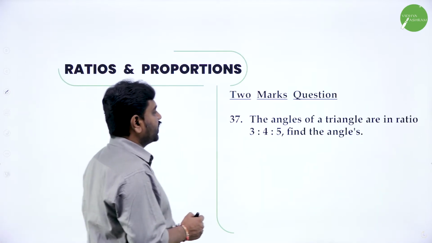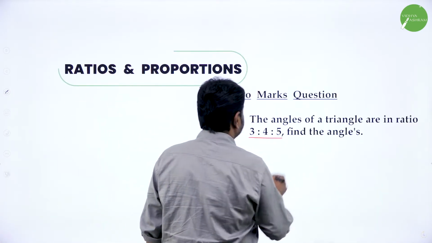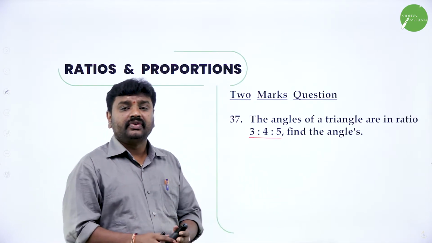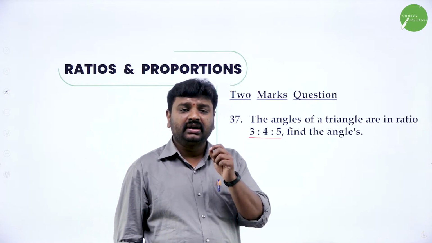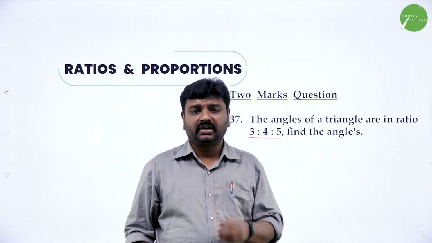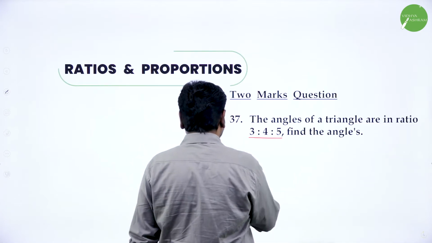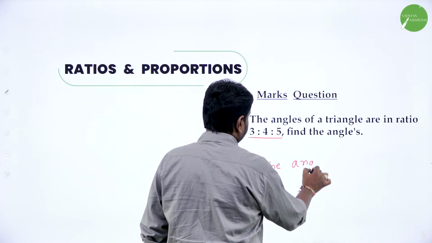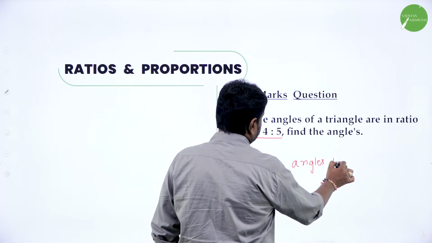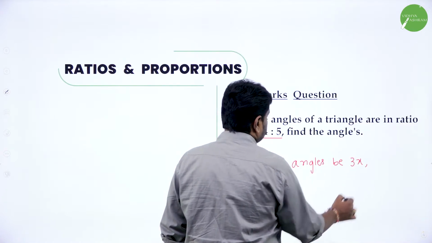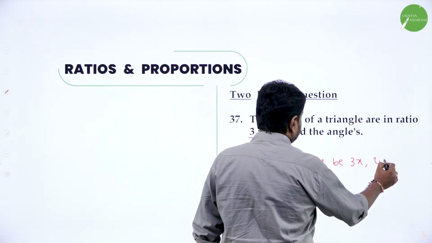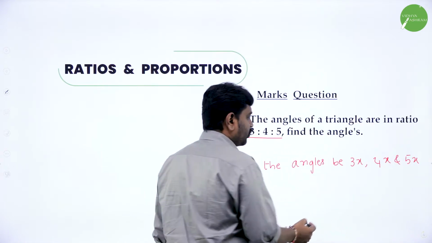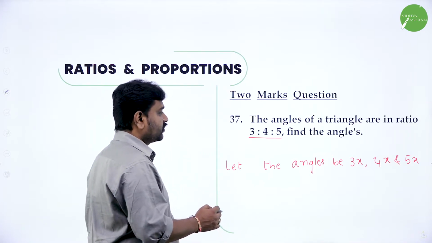Now, the angles of a triangle are in the ratio 3 is to 4 is to 5. Find the angles. They are told angles are in the ratio. Whenever they give a ratio, you cannot take the ratio itself, you take multiples. So now let the angles be 3x, 4x and 5x. So we should take a multiple, 3k, 4k, 5k, or 3x, 4x and 5x.